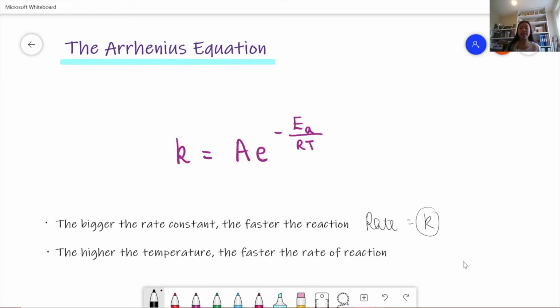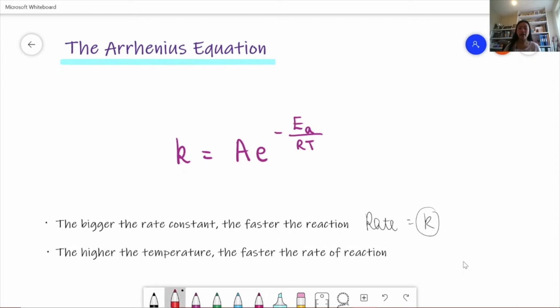And the second thing is that the higher the temperature, the faster the rate of reaction. And that's because when we increase the temperature, the particles move with more kinetic energy, so there are more collisions per unit time. More of the particles have the activation energy required to successfully collide. So that means that there are more successful collisions per unit time, so the rate of reaction is faster.